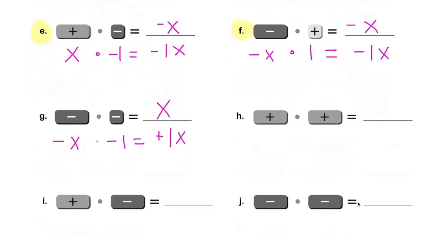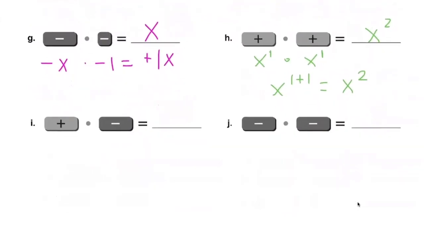Now we're moving on when we start multiplying variables together. So this is taking x times x. And if you remember from our exponent rules, this is x to the first power times x to the first power, which is the same thing as x to the 1 plus 1, which gives us x squared. Well, on the next one, the only difference is we have a positive times a negative. So we're still going to get the x squared, but now we just have to remember our rules from a negative times a positive, which gives us a negative x squared.